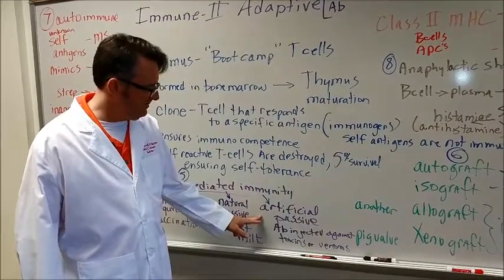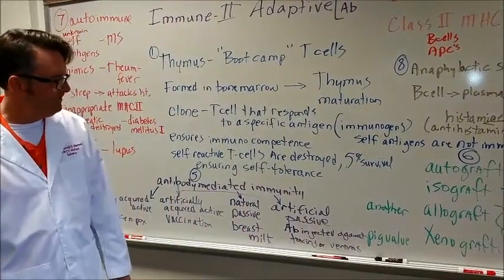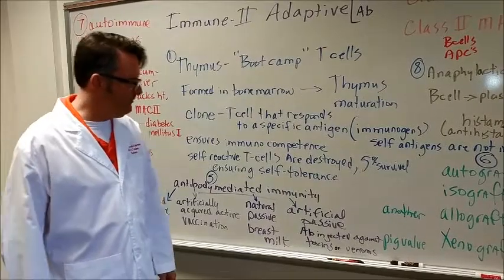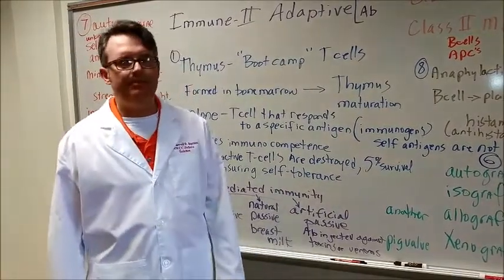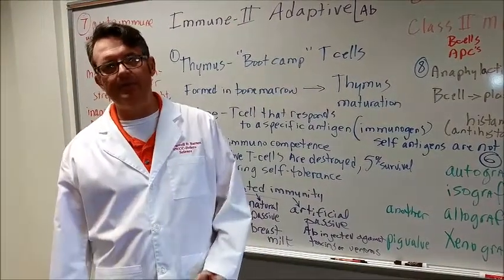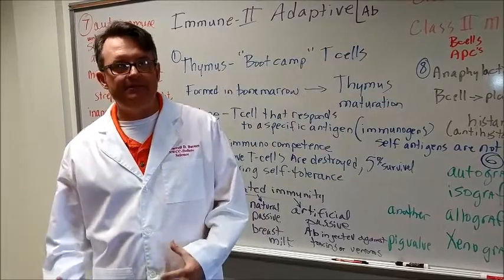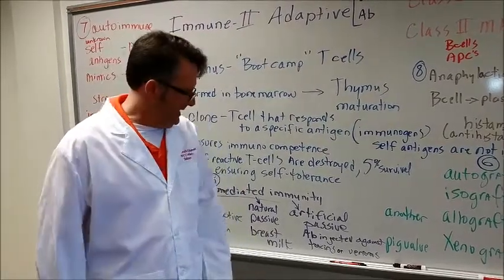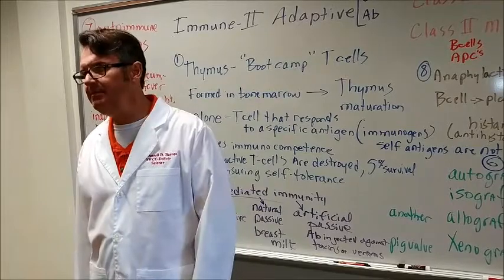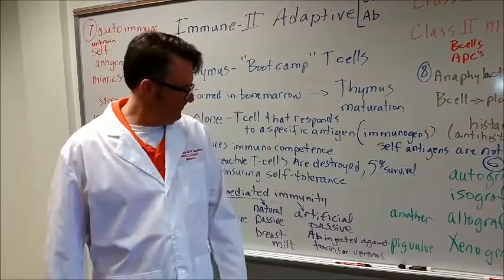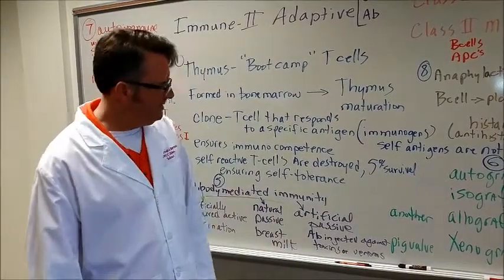Artificial passive immunity is what a person would receive if they were receiving an antivenom for a venom. Toxins can be bound by artificial passive immunity.